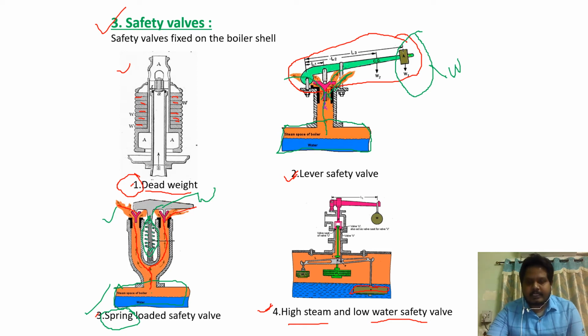Now let us see the operation. Here you can see this is the shell. Here also it is placed on the top of the shell, but the lever is inside the shell. You can see clearly that on one side there is a floater. This is the floater, and it will float on the water. So this is the weight.